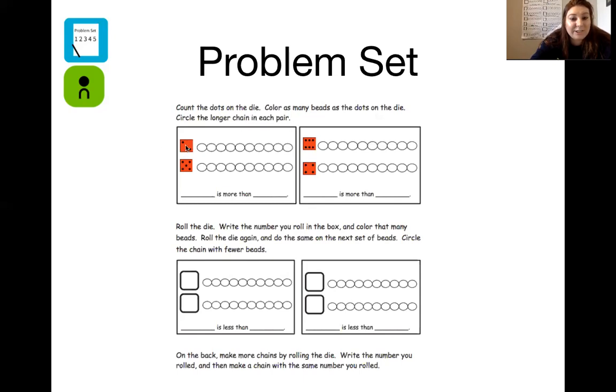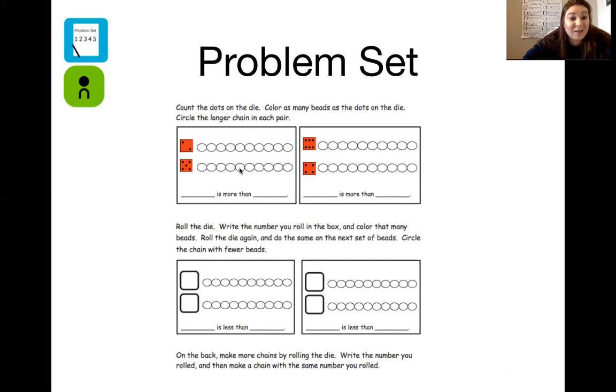So here we see 2 on our dice. How many are we gonna color in? Yes, we're going to color in 2 circles. Go ahead and color in 2 beads or 2 circles. What about here? How many are we going to color in? 1, 2, 3, 4, 5. 5, you're right. We're going to color in 5 of our beads.